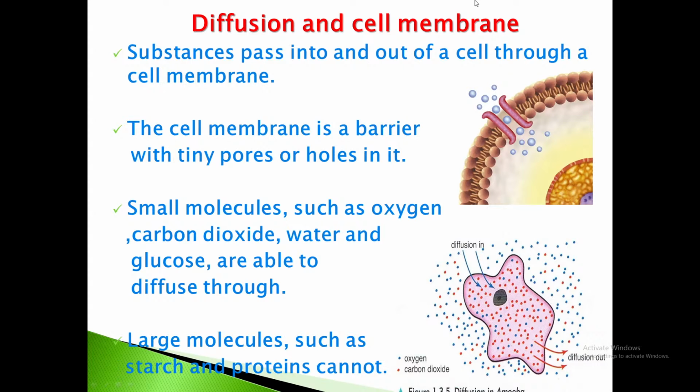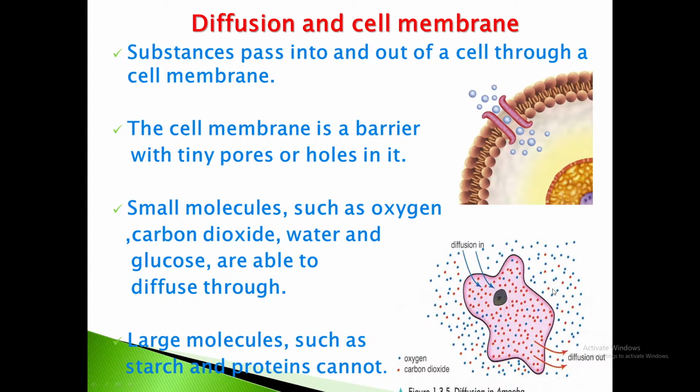Now looking at the image below, this image represents an organism that is known as an amoeba. We can use this diagram to even represent a cell in the human body. When you look at it, you're seeing diffusion in and diffusion out. We have two different colors of dots, blue dots and red ones. The blue represents oxygen and the red represents carbon dioxide.